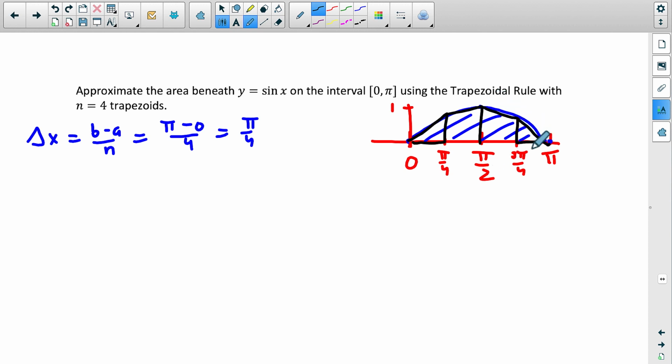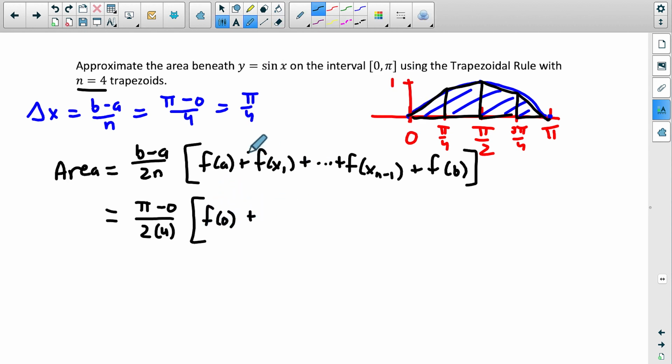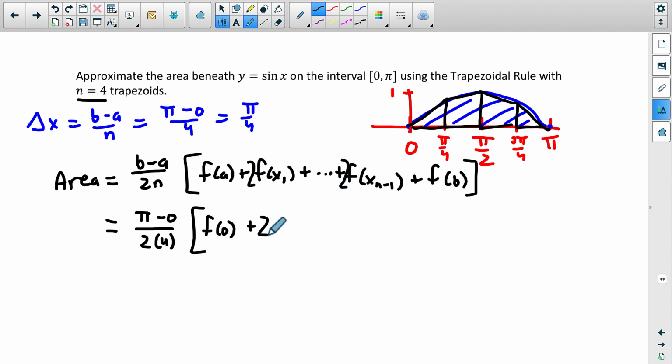But here's the thing, you don't actually even need to draw the trapezoids if you use the formula. So let me write the formula down again. Okay, here we go. So B minus A, we actually already did that, but it's pi minus 0. 2 times n tells us right here that n is 4. Now, f of A, that's our starting point, that's f of 0. So I'm actually going to write that down. We're doing f of 0 plus, I forgot my 2's here. I'm so sorry. So we're going to do 2 times whatever f of, what was the width?